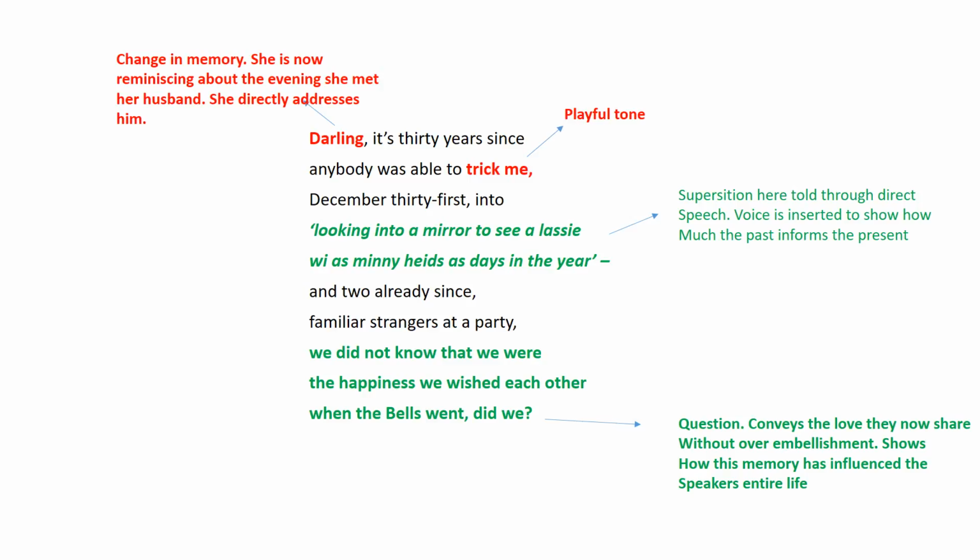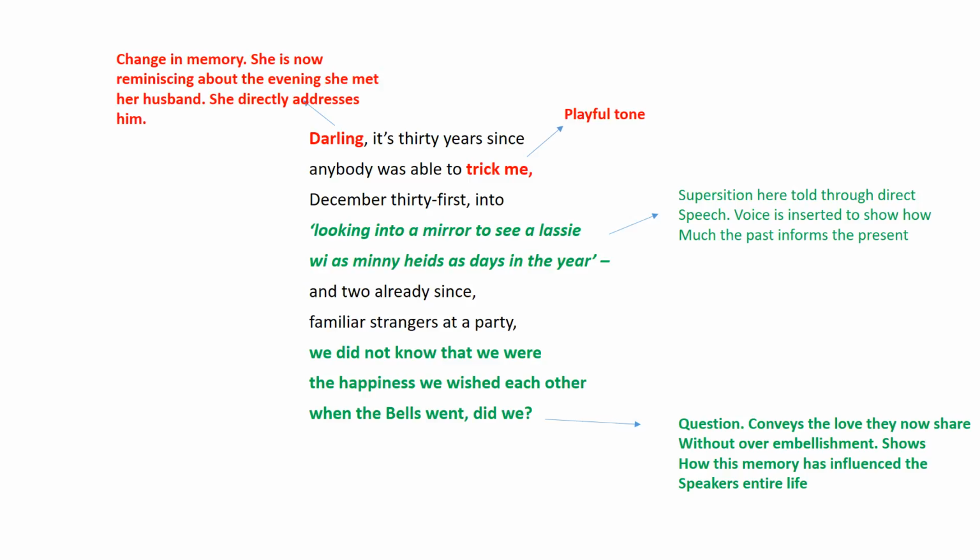We have an image here, or a sort of a structural thing here with the idea of the looking into a mirror to see a lassie with as many heids as days in the year. It's a direct speech again here, and it's a superstition, and the voice is inserted to show how much the past informs the present. She still thinks about that. We then move on to this question at the end here.